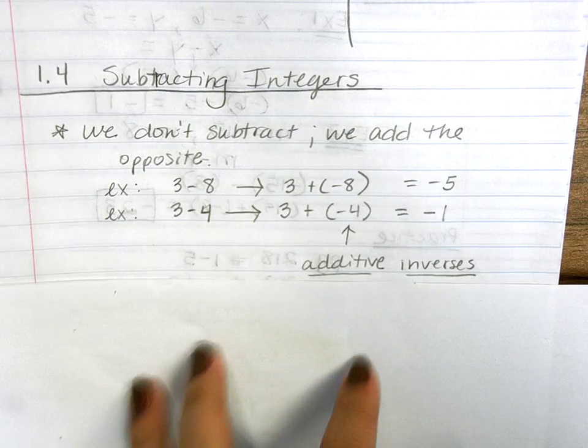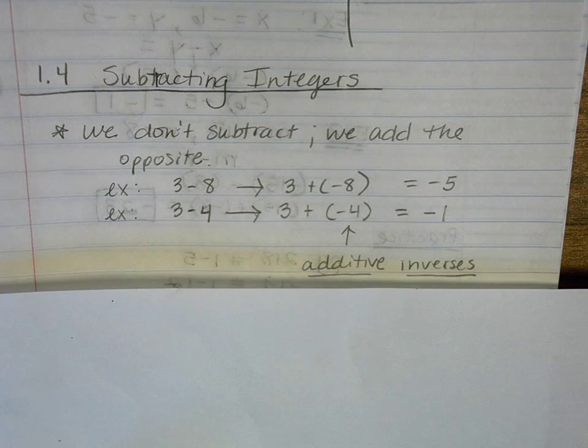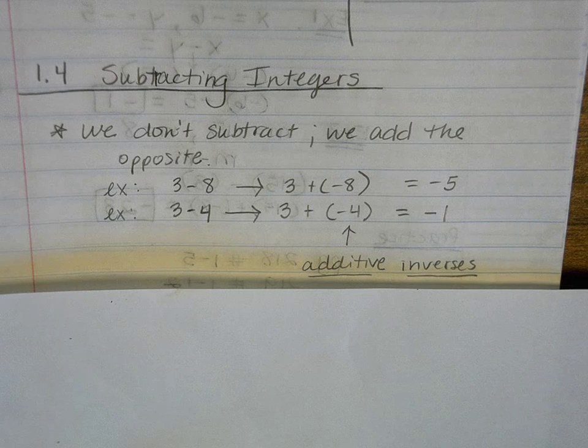Okay, so today 1.4, just subtracting integers. So what we say, you guys, we don't subtract, we add the opposite. So when I've had you use your parentheses, right, when I said if it's like -2 minus 3, or in that case 3 minus 8, I put the -8 in a parenthesis, so you know that you're adding them. You're adding the opposite.